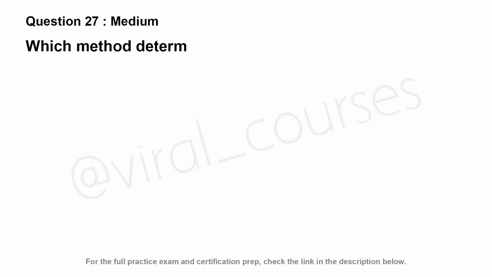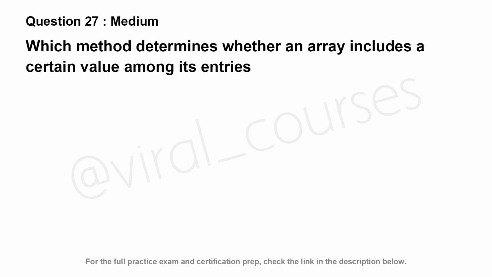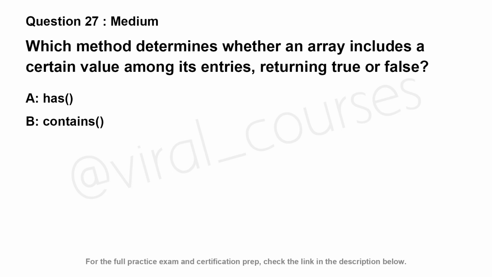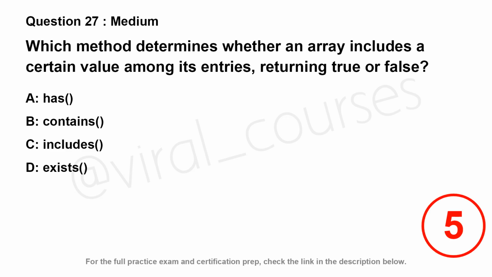Which method determines whether an array includes a certain value among its entries, returning true or false? Option A, has. Option B, contains. Option C, includes. Option D, exists.